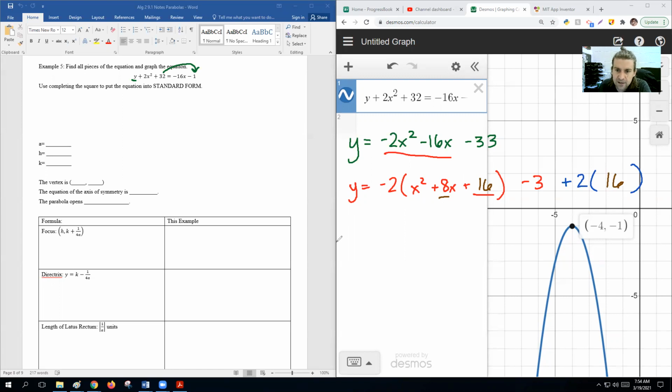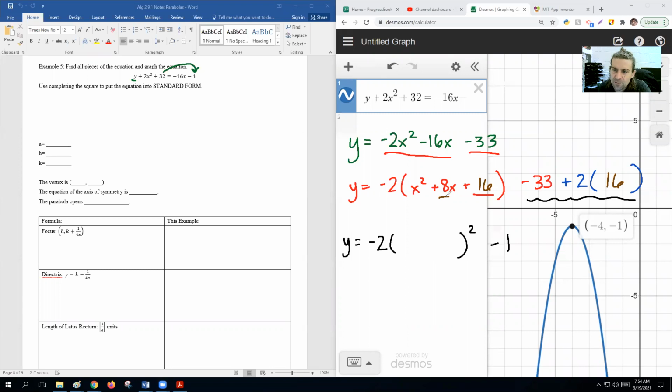All right, now let's break this down a little bit more. So this becomes y equals negative 2 times. Over here, let's just take care of this part. We got negative 3 plus 2 times 16. Actually, no, it's not negative 3. It is negative 33, right? Oh, I forgot that. I have the 33 here, and I just wrote down 3. Okay. So we got negative 33 plus 2 times 16. So that's negative 33 plus 32. That's just negative 1. Which makes sense because remember, vertex.